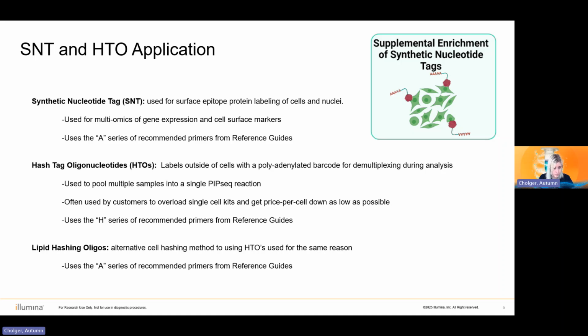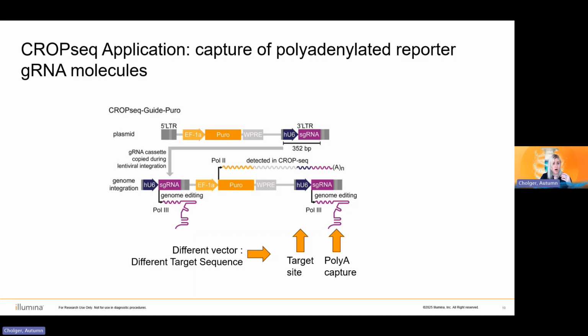And so, to cover our last application that is a supported application with reference guides, we have the CROPSeq application, where polyadenylated reporter guide molecules are expressed in CROPSeq systems where gene editing is occurring. So if we get gene editing to occur in these CROPSeq systems, we should get a polyadenylated guide RNA that is expressed and capturable with this universal HU6 site that we would use to target with our custom reverse primer design.